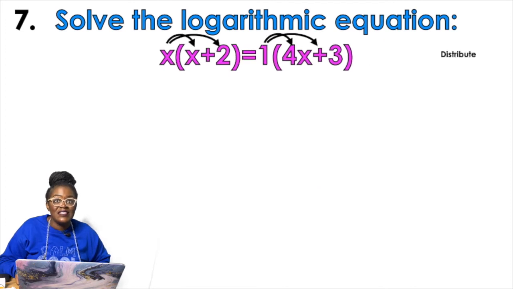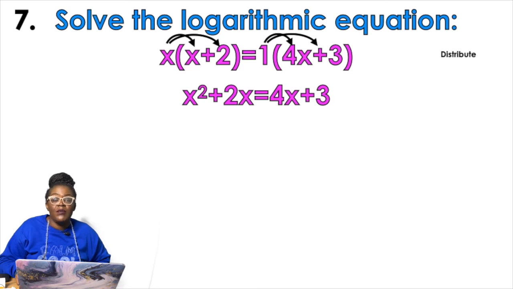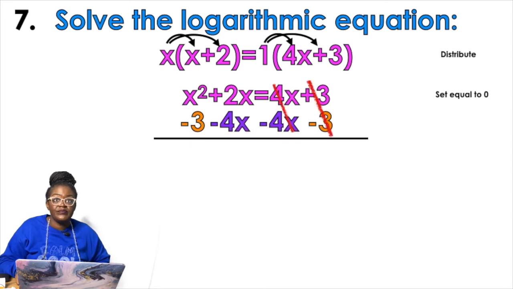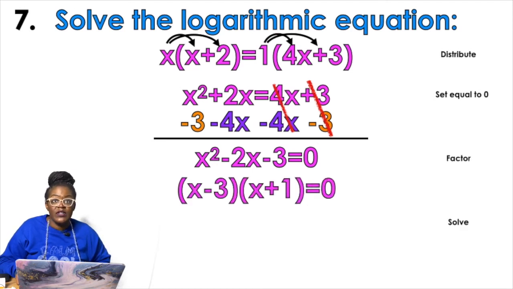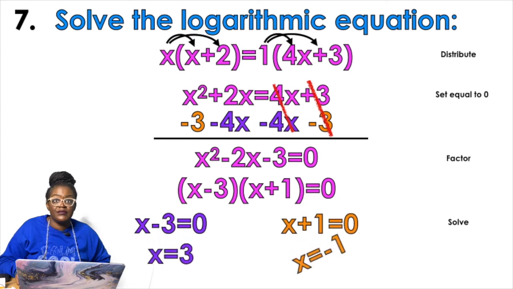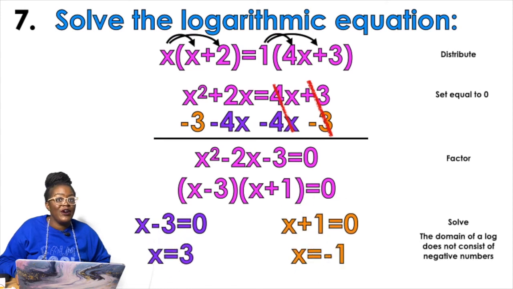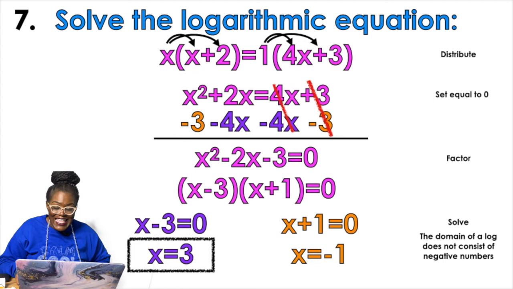So we're going to go ahead and distribute. Because I have a quadratic term in there, we're going to set it equal to 0. And now that I've set it equal to 0, we're going to factor. And we're going to solve. What do you know? You know that the answer to this is x equals 3. That's what you know.